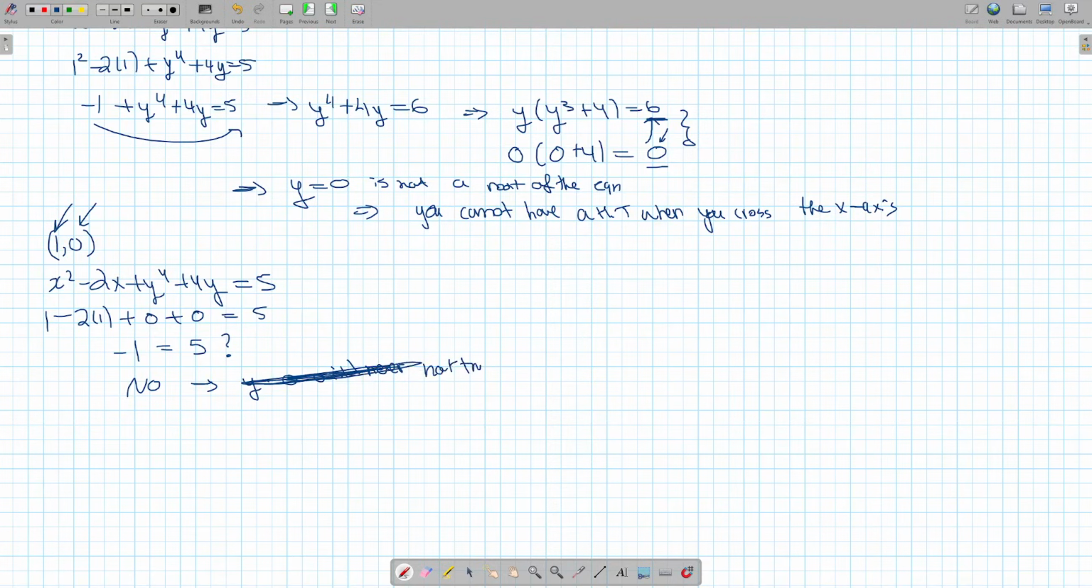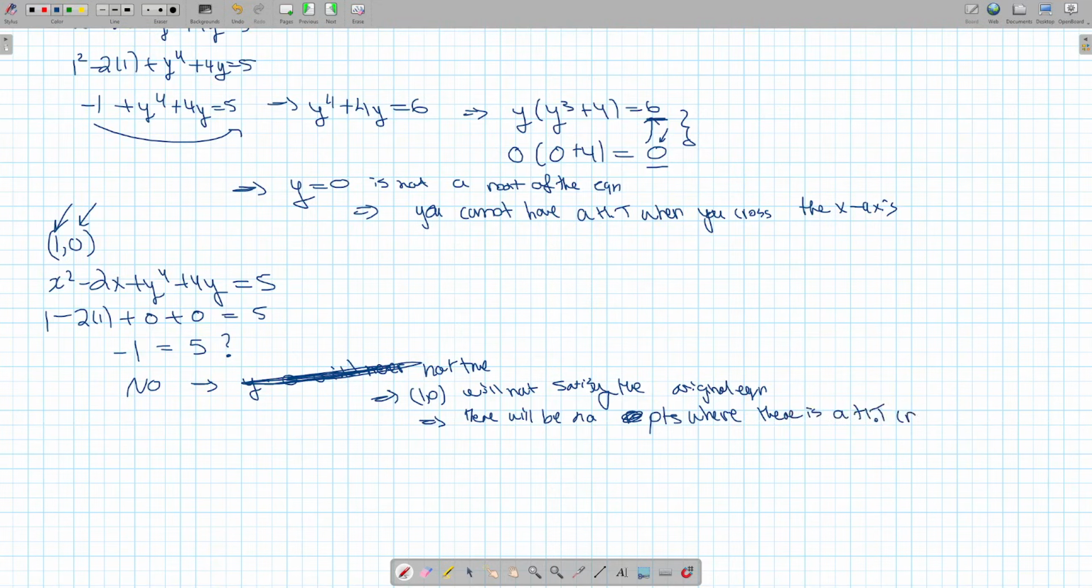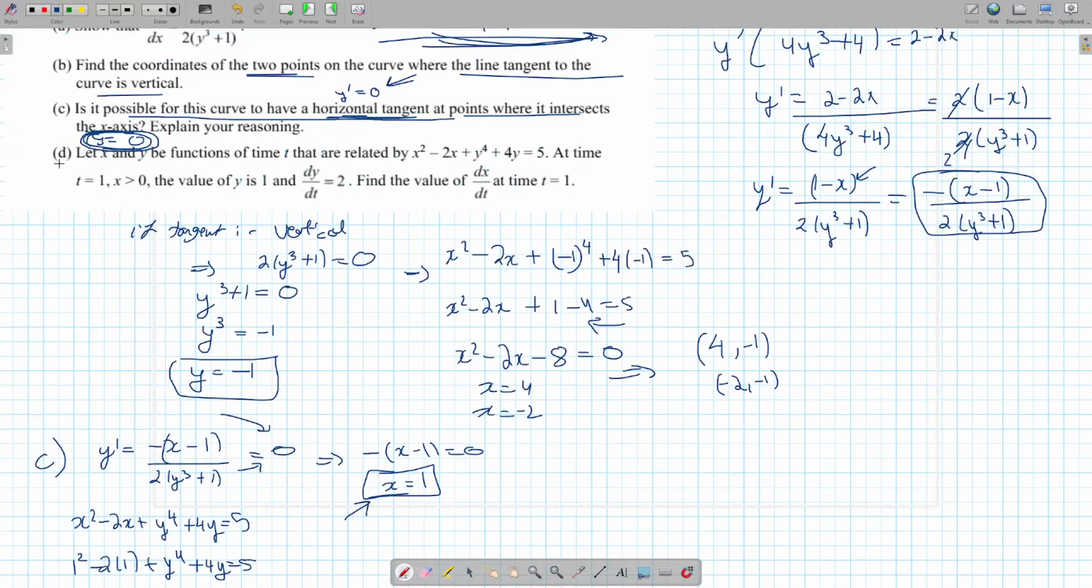Therefore, (1, 0) will not satisfy the original equation, and therefore there will be no points where there is a horizontal tangent crossing the x-axis. Alright, now we're done. No, we're not done. We actually have part D.